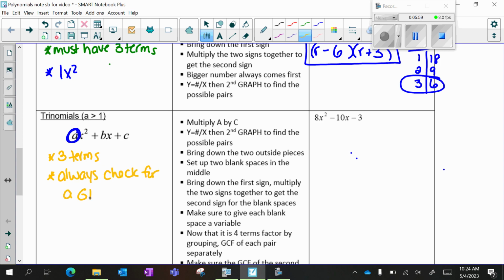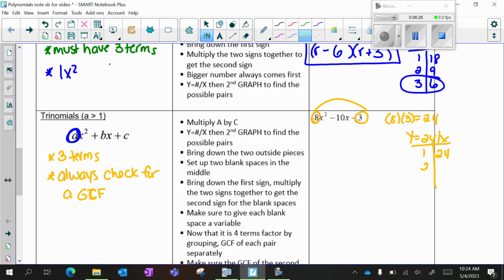If there is a greatest common factor of everything, meaning all 3 terms can be divided by something, you're going to do that. Otherwise, you're going to follow these steps. So I check here. There's nothing that 8, 10, and 3 can all be divided by. So I'm going to multiply A times C. So 8 times 3 gives me 24. That's the number that you're going to put in your calculator and list out your factors of.